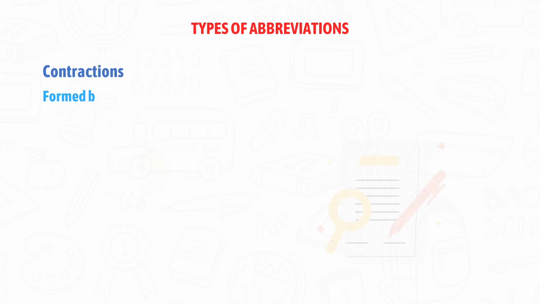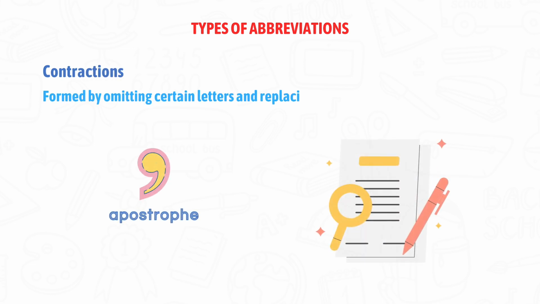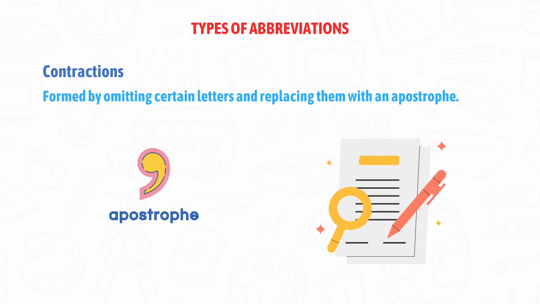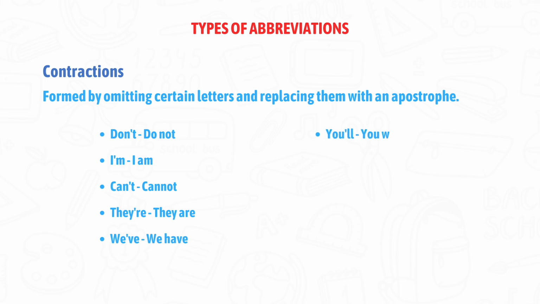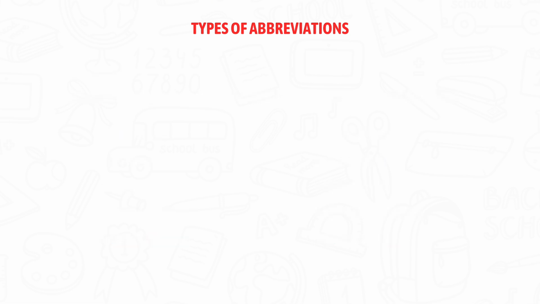Contractions, formed by omitting certain letters and replacing them with an apostrophe. Don't, do not. I'm, I am. Can't, cannot. They're, they are. We've, we have. You'll, you will. She's, she is. We've, we have. They've, they have. Didn't, did not.